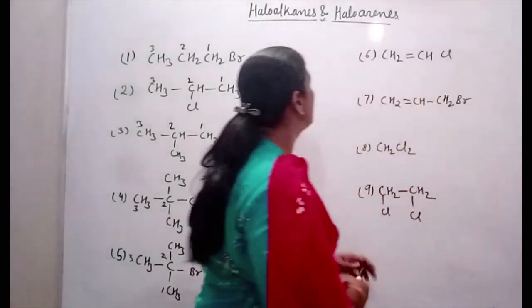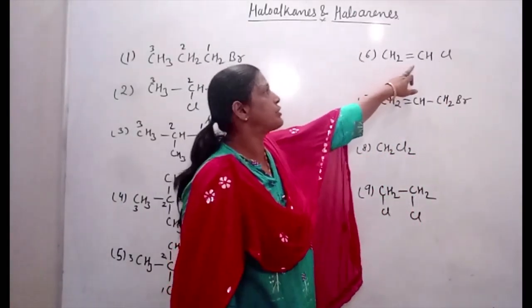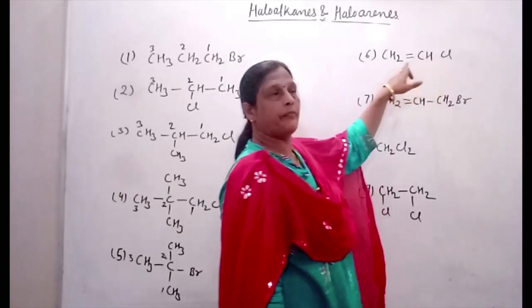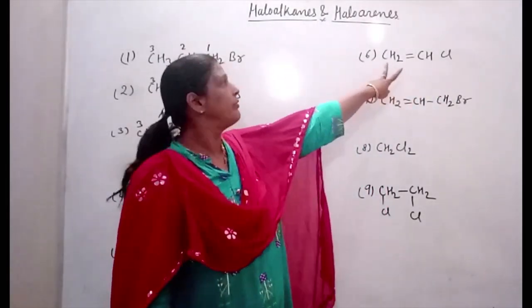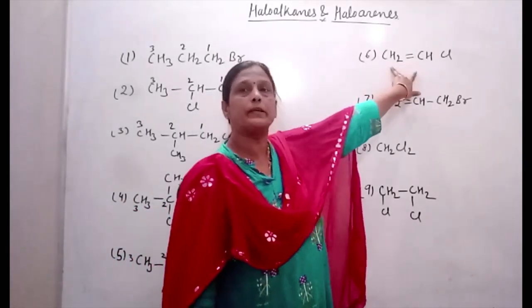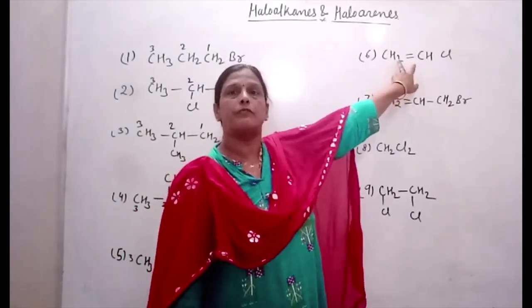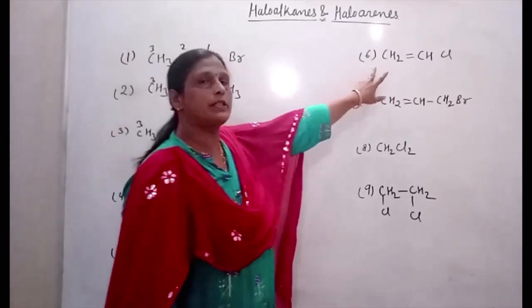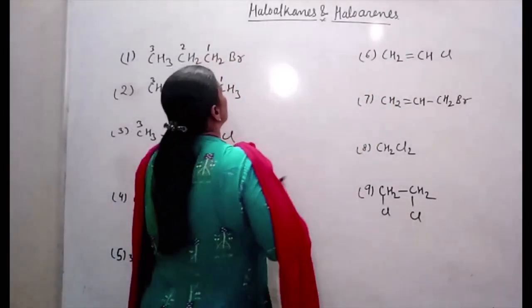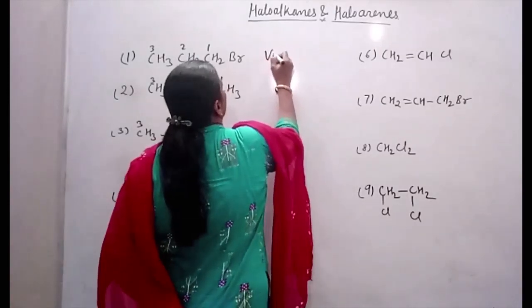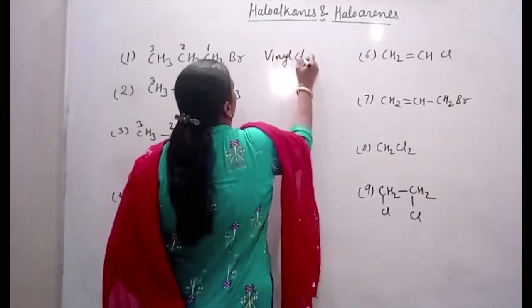Now move on to the sixth compound, which is CH2=CH-Cl. When we classified the compound, we mentioned this group. This group is the vinyl group. So its common name is vinyl chloride.